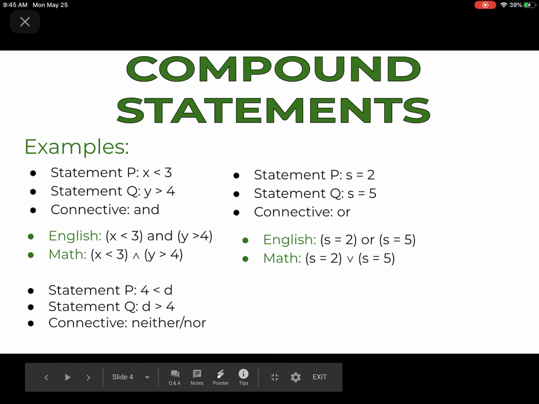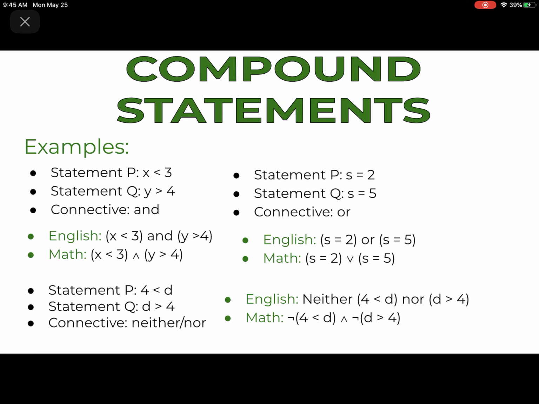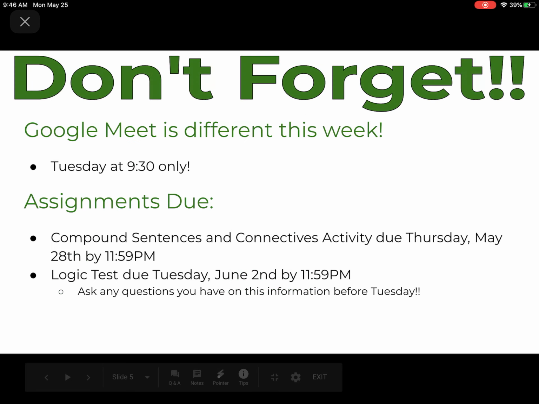Okay. Lastly, 4 is less than d, and d is greater than 4, neither nor. In English, neither 4 is less than d, nor is d greater than 4, but in math we have not 4 is less than d, and not d is greater than 4. Alright, so that's all we have.